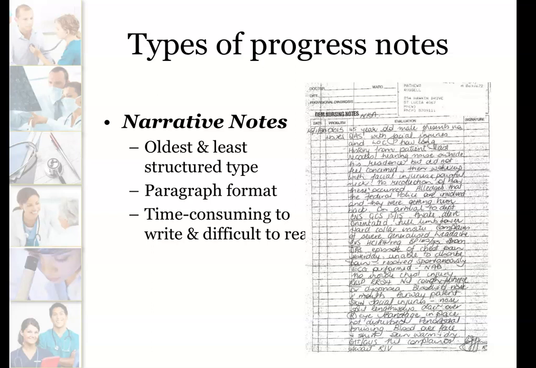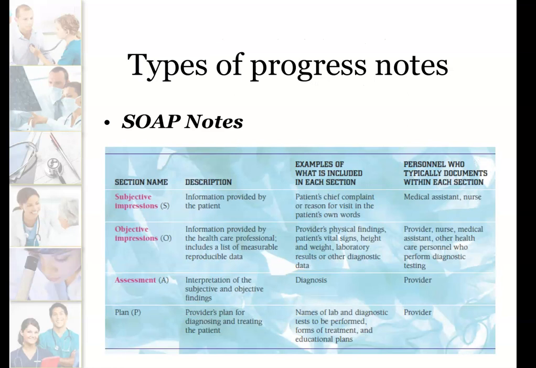Narrative notes are written in paragraph form. They are the oldest and least structured type of progress notes, and they're more time-consuming both to write and to read, but they're very detailed and provide a lot of information.